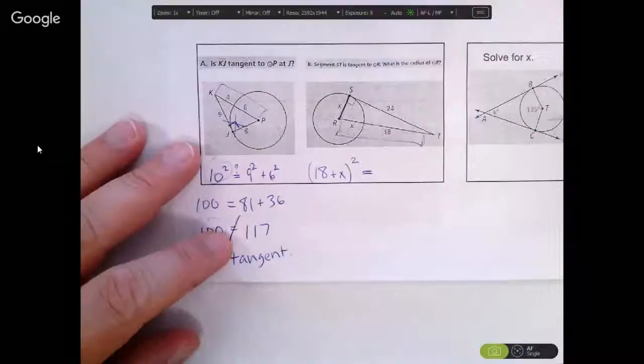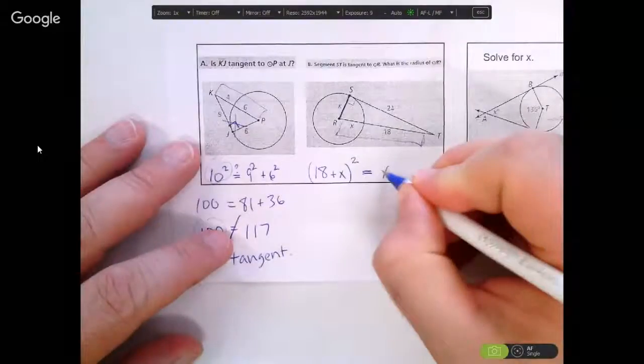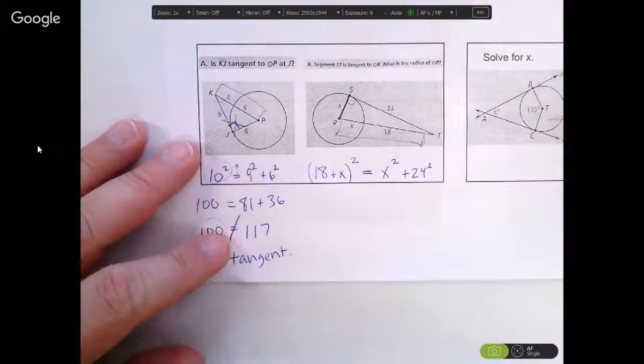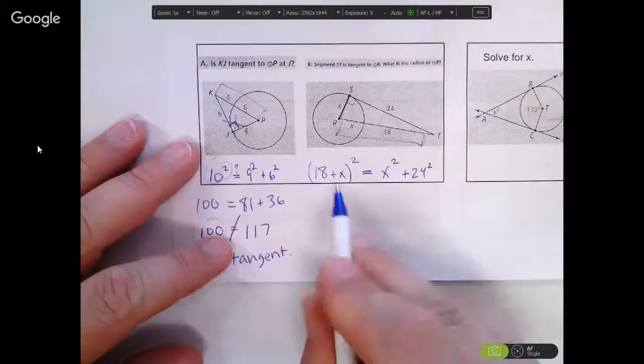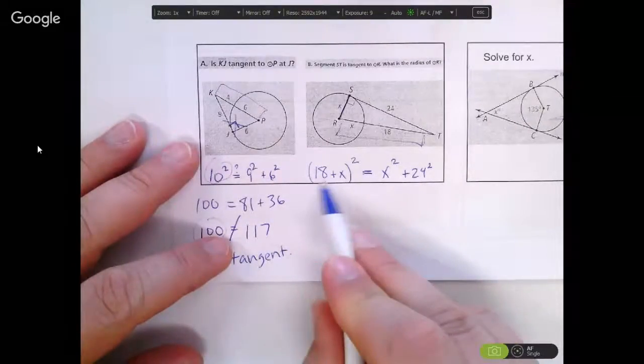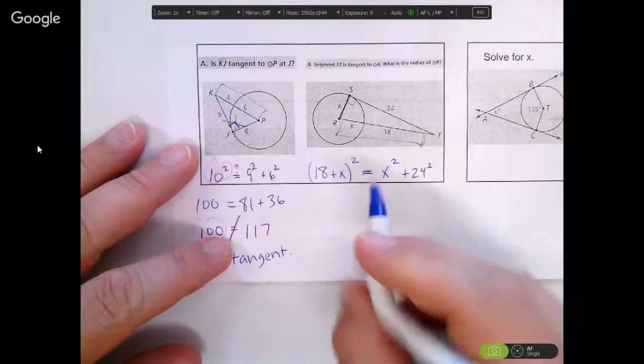So (18 plus x) squared equals x squared plus 24 squared. And then algebra. Careful. The biggest mistake I ever see is someone says square this, square that. What do we actually have to do? Starts with an F. Foil. We actually have to foil this.